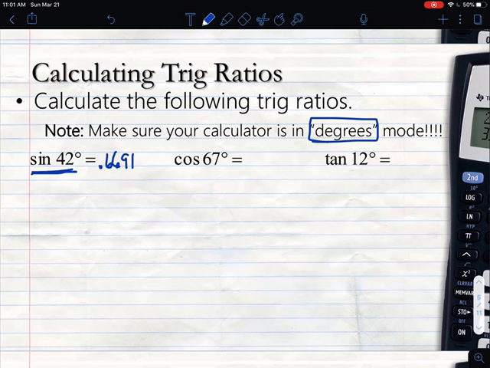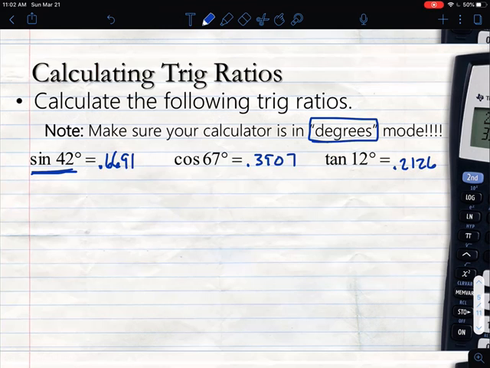And so for the rest of these, as we plug them in, for cosine, we find the cosine key, type in 67 for the angle, and we get a ratio of 0.3907. And then for tangent, we find the tangent key, type in 12 for the angle measure, and we get a ratio of 0.2126. Okay, so as far as plugging in the calculator goes, it's just a matter of knowing which direction you're supposed to go. It's going to take some trial and error, and if you're having trouble with this, we can help you in class.